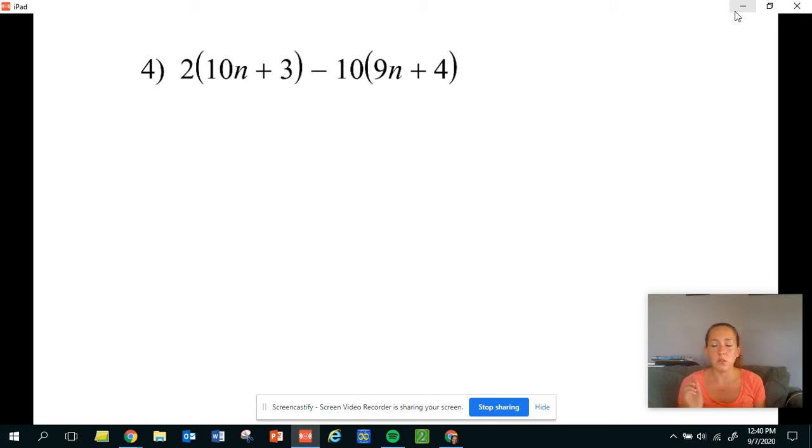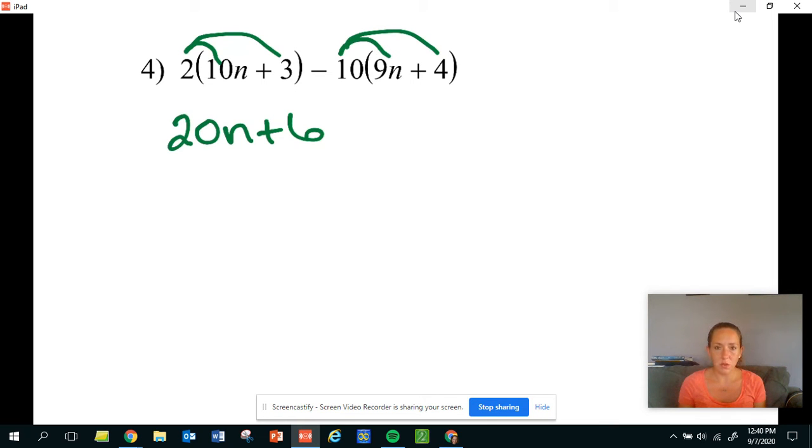And then one more from last week. This is where I'm going to have to distribute twice and then combine like terms. So I'm going to do the 2 times everything just in the parentheses after the 2. So that'll become 20n plus 6 because I multiplied 2 times each. And then I'm going to multiply -10 times both of those because remember, if you have a minus, it's just like having a negative. So that becomes -90n minus 40.